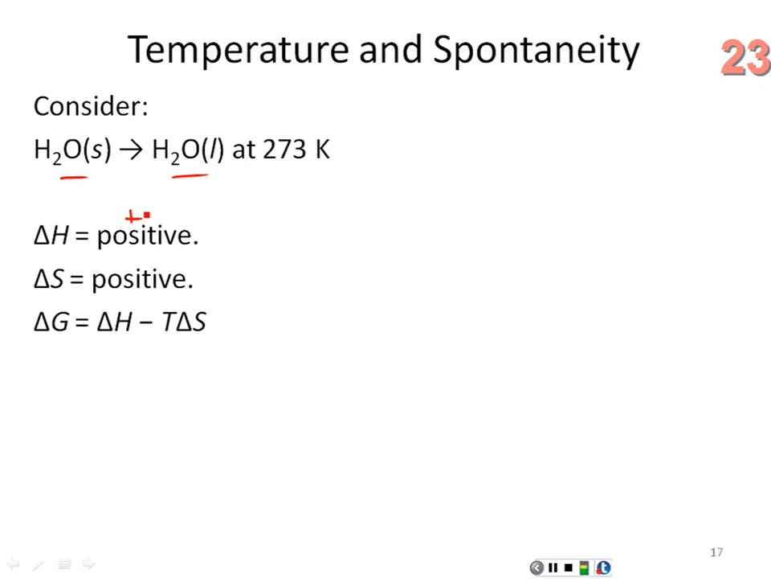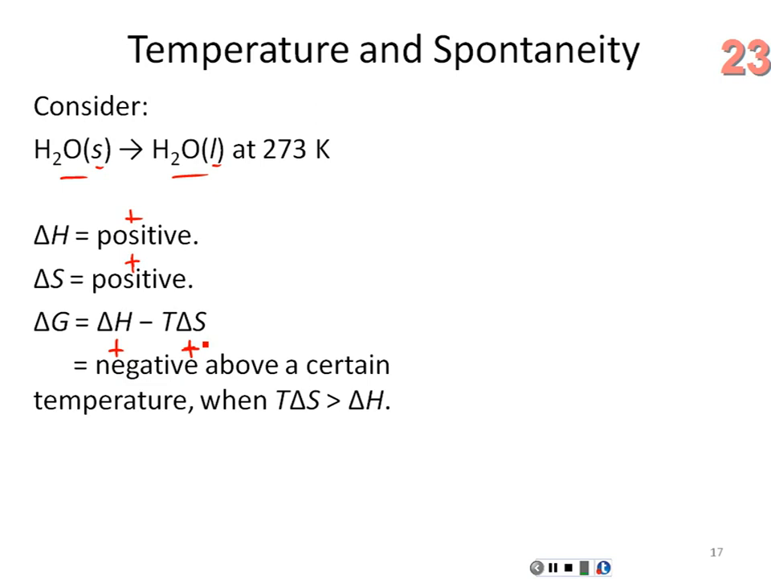Delta S, on the other hand, you're going from a solid to a liquid, from more ordered to less ordered. So again, delta S, that entropy, is also going to be positive. So for our delta G, we're going to have a positive value for delta H and a positive value for delta S. So the spontaneity of this process will depend on the temperature. So delta G will be negative above a certain temperature, when T times delta S is greater than delta H.